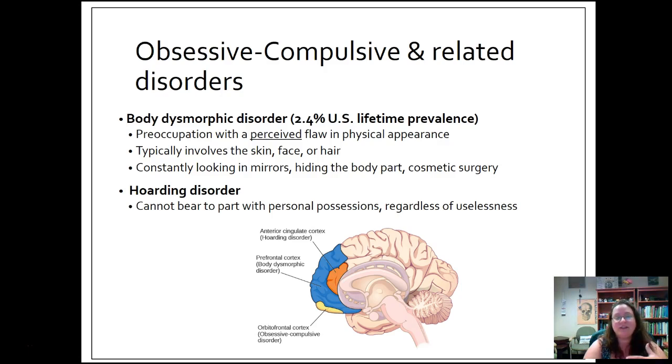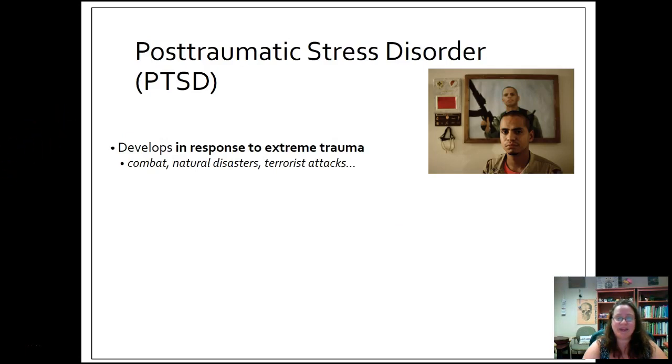And finally, we have hoarding disorder that also falls under this OCD and related disorders category. So with this, people really struggle to get rid of personal possessions, even things that are completely useless, like garbage, literal garbage. They struggle to get rid of that. So it's some kind of control issue and real challenge making decisions between objects. So all of these are considered then OCD and related disorders. This brings us into PTSD.